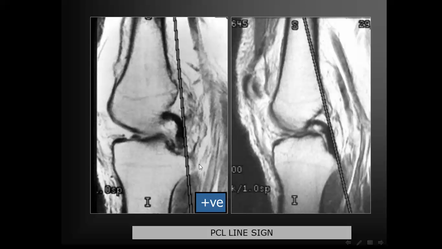This is the PCL line sign. This is normal. It should touch here. The PCL. This is the normal, and this is abnormal. It should touch here. Here is touching. Here is not touching. This is positive.